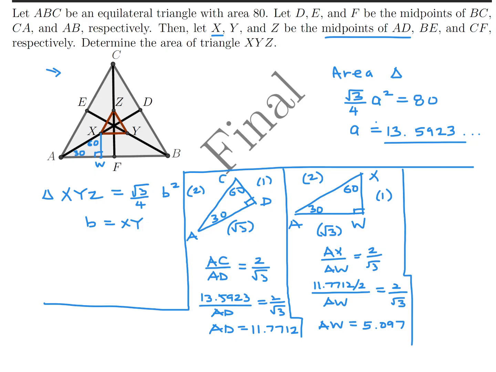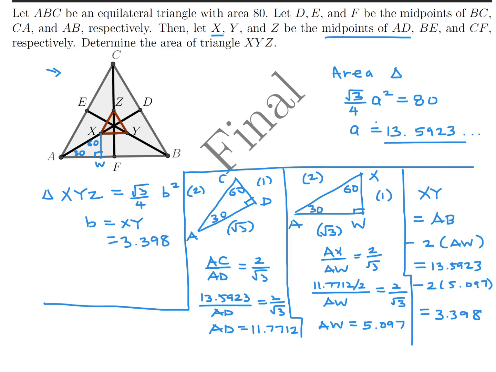Now, we have to figure out the length of XY. So XY would be the length of AB minus 2 times the length of AW. So that would be 13.5923 minus 2 times 5.097. And therefore, that's 3.398. And there we go. And then we just plug it into this formula. So the triangle XYZ is root 3 over 4 times 3.398 all squared. And when you calculate that number, you will get exactly 5. You should get exactly 5.